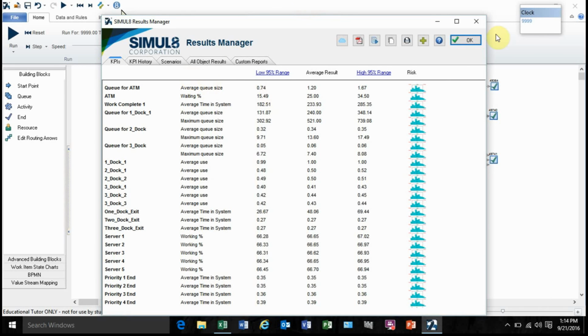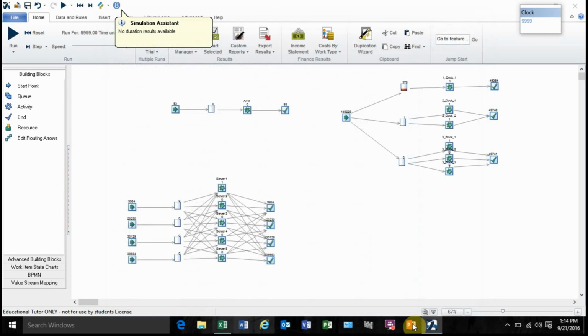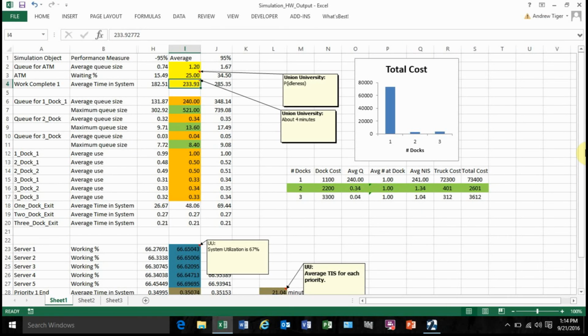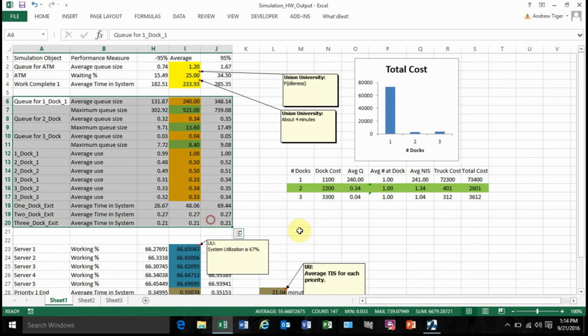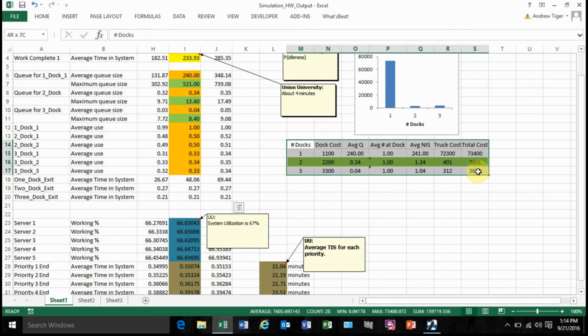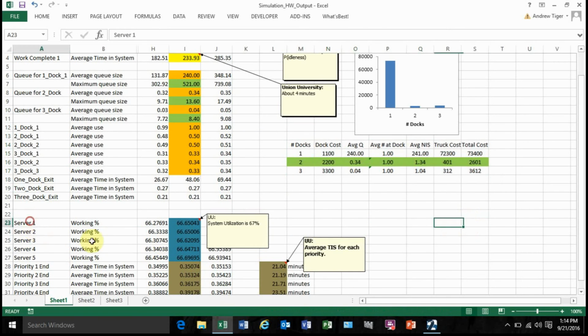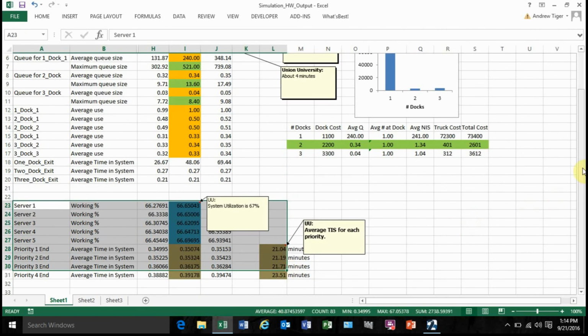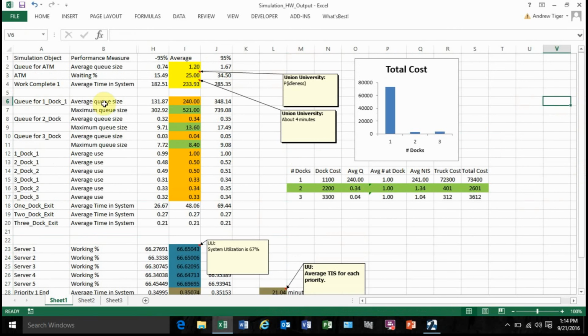There's your output. I copied that to Excel. This is what it looks like in Excel. I did a lot of editing. This is problem 1, problem 2, plus a little economic analysis on problem 2, and then problem 3, the priority rating. So for the first problem, the average queue size is about 1.2 people. The waiting percentage, the percentage of time that they're waiting for a customer to show up, is around 25%, and it's about 4 minutes total time in system.